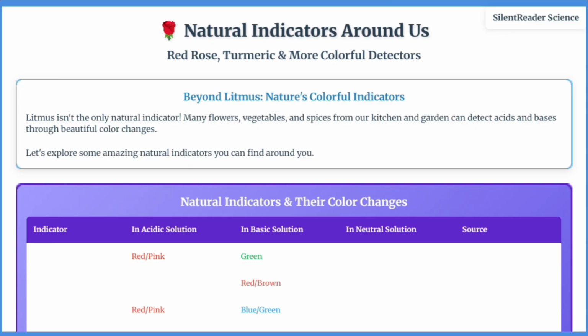Even flowers like hydrangea change color based on soil acidity, blue in acidic soil and pink in basic soil. These natural indicators are safe, easily available, and demonstrate the beautiful connection between chemistry and nature. You can prepare these indicators at home and test various kitchen substances.